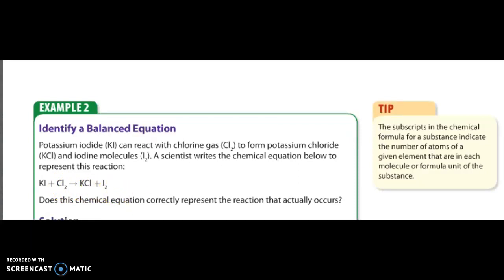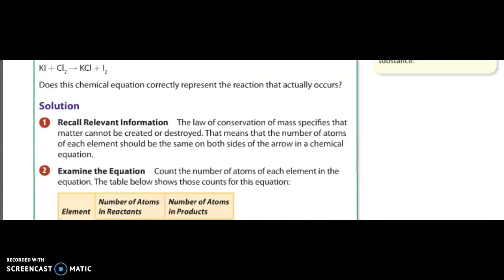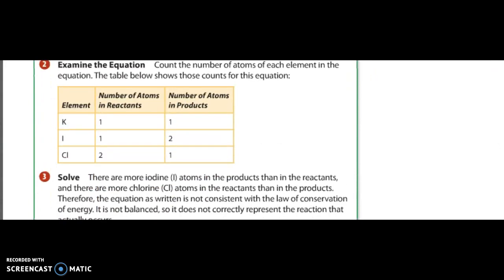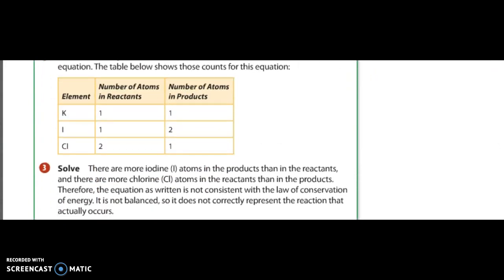Is it balanced? Hit the pause button, tell me if it's balanced. So I have 1 potassium on each side. I have 1 iodine, 2 iodines, 2 chlorines, 1 chlorine. Nope, it is not balanced, for if it was balanced, we would have the same amount on each side.